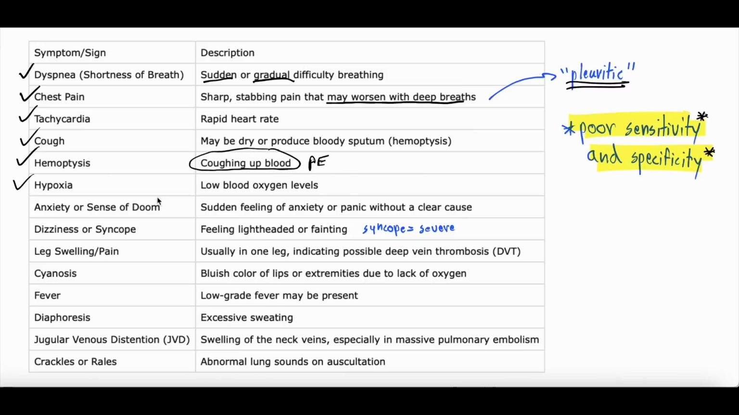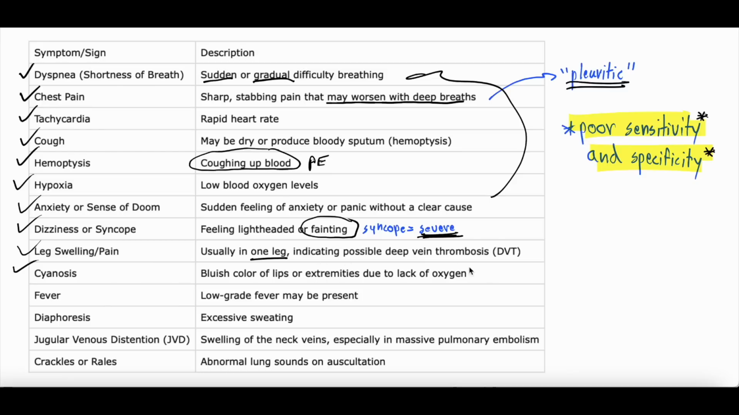Hypoxemia, low blood oxygen levels. Anxiety or a sense of doom people talk about without a clear thing, and that's probably because of the shortness of breath you feel. Dizziness or syncope, especially syncope. Syncope is where you faint or lose consciousness, and this can be a really severe thing if it is from a pulmonary embolism. Now, syncope is much more commonly from other things, but if it is from pulmonary embolism, it can suggest a big degree of severity. Leg pain or swelling. We said most pulmonary emboli start in the leg, and it's usually one leg, unilateral. So that's something to look out for.